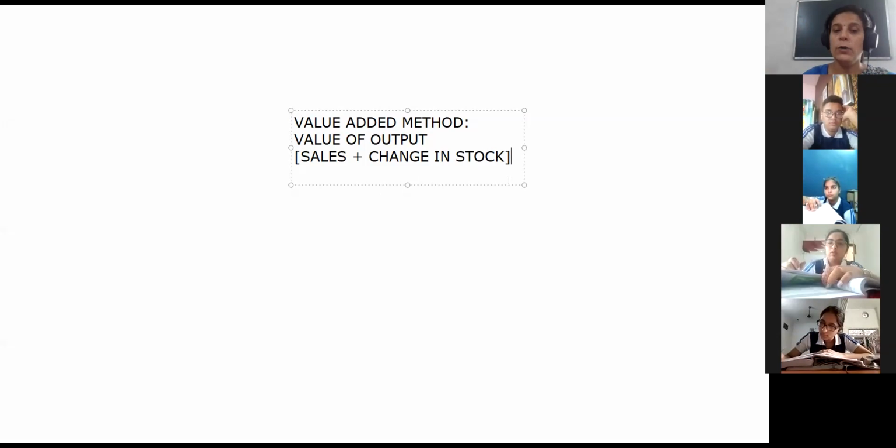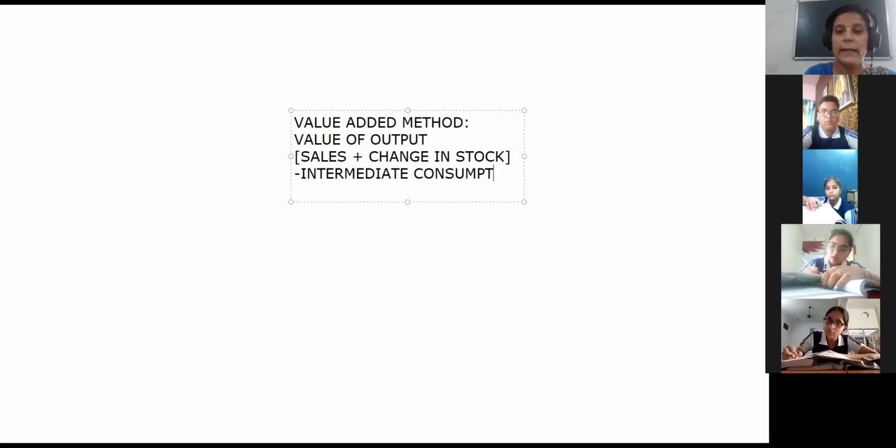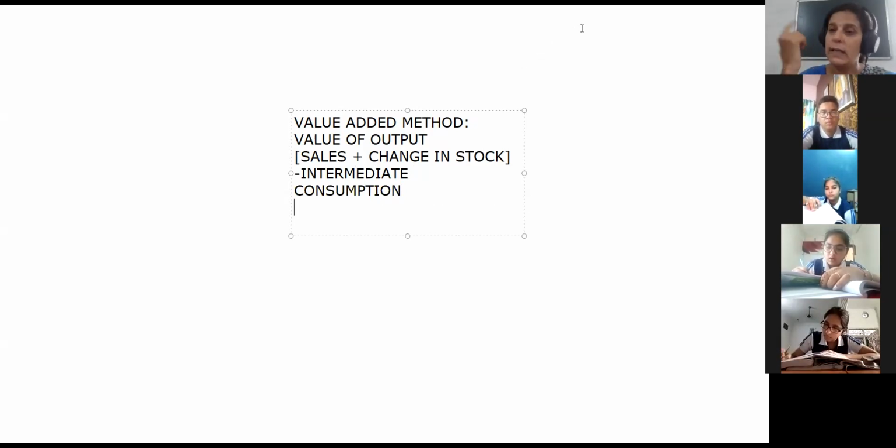Okay, and now from this value of output, we have to subtract intermediate consumption. Please write the formula with me. I will not give this a time. We have to subtract the intermediate consumption. Intermediate consumption means जितना भी उस commodity को produce करने में हमारा खर्चा लगा है.